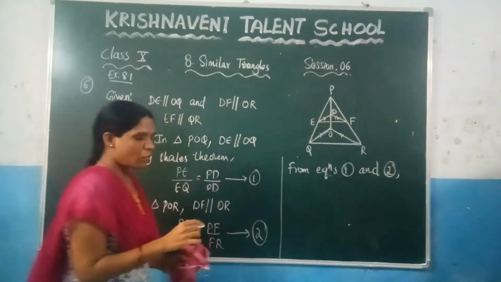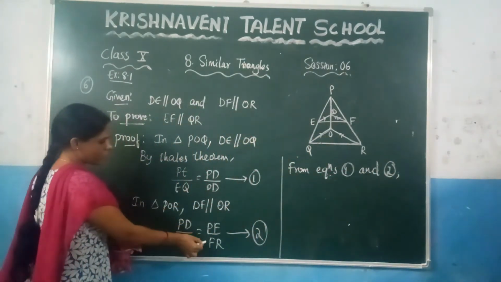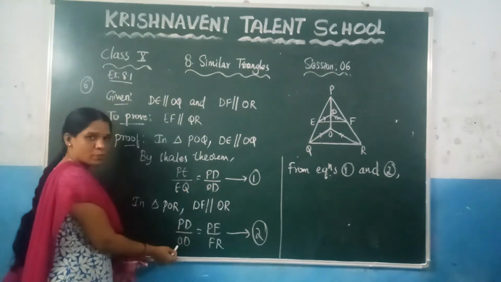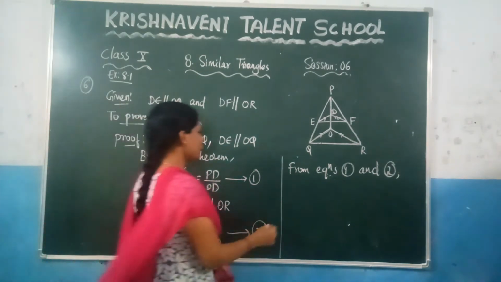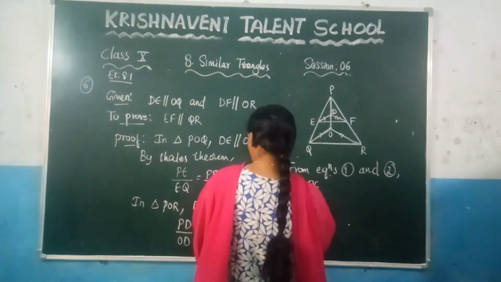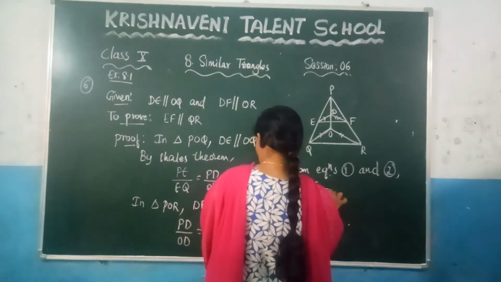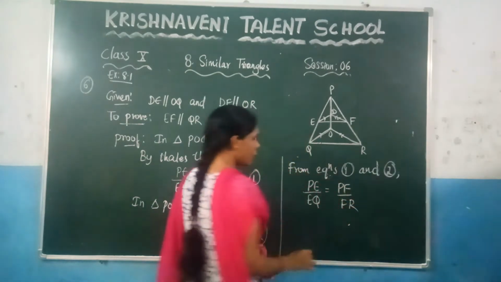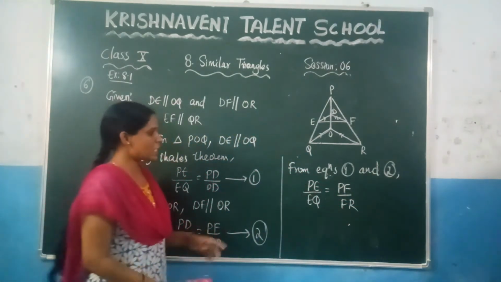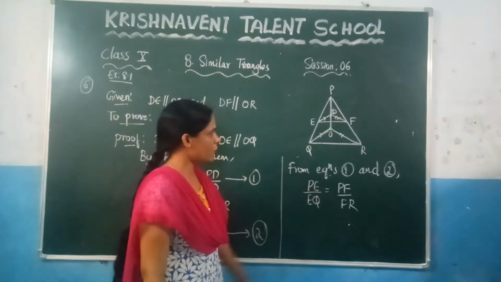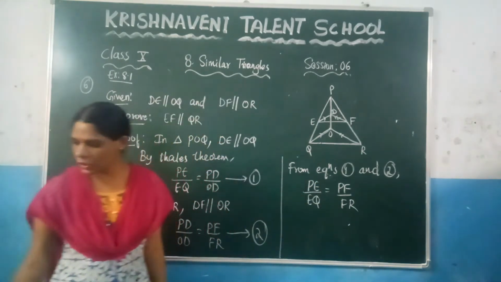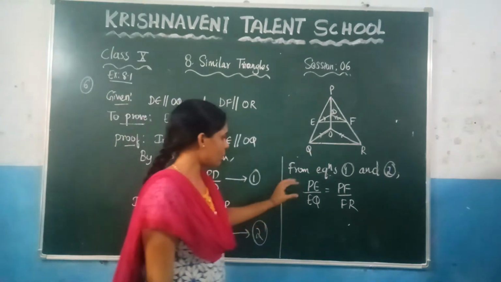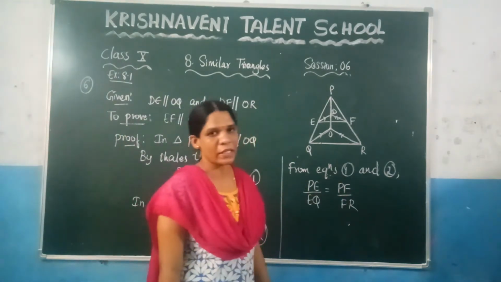Here we can equate this value to this value, because these two values are equal. Here kd by OD is there, here also kd by OD is there. So write it here, PE by EQ is equal to PF by FR. So here we got PE by EQ is equal to PF by FR. Now you need to check which triangle you need to choose such that you are getting PE by EQ is equal to PF by FR.